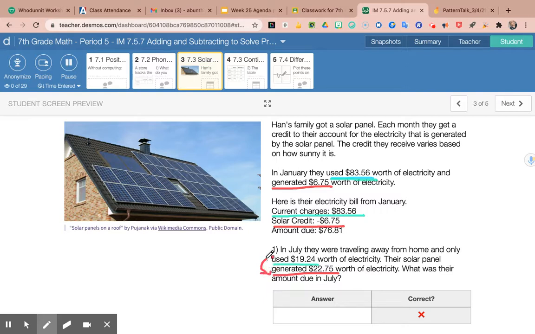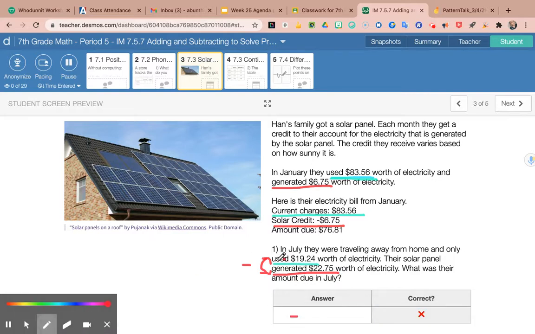So I'm going to subtract them, and then I know my answer is going to be negative because they generated more than they used, so the solar company is going to owe them money. Before, they had to pay the solar company money, now the solar company is going to owe them money because generated is bigger than the used. So my answer is definitely going to be negative.